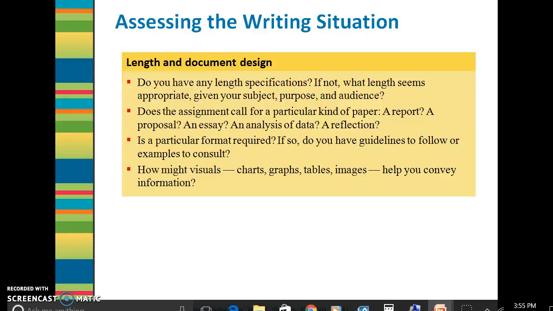The particular formats, MLA style, and then I will give you all the guidelines that you need for every paper. Lastly here, how might visuals, charts, and graphs and those things convey information? Well, they may be necessary in some types of papers, but in our course, we will use none of those. Our papers are strictly type and paragraphed or organized information, so no graphics or charts, tables, and those kinds of things. They have their place, but we will not be using any of them in this class.